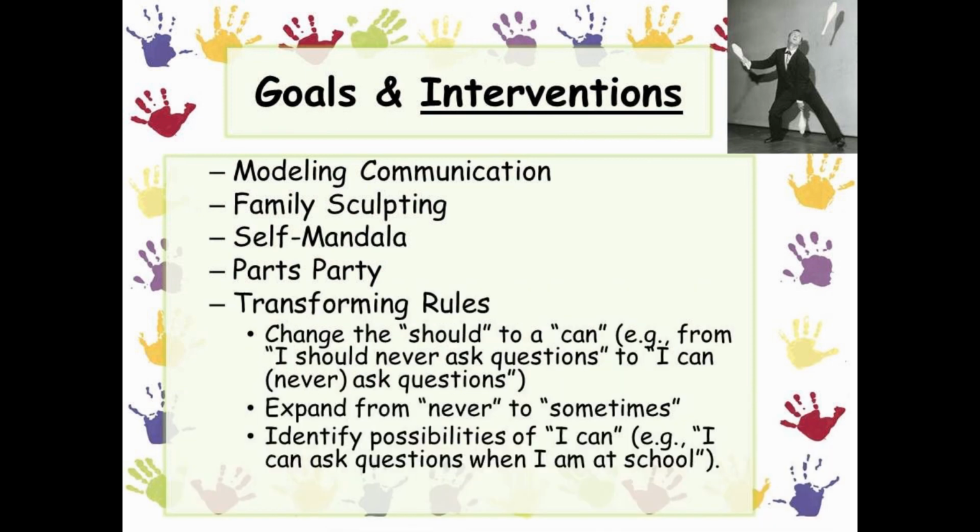The last intervention I'll discuss is transforming rules, which involves directly changing the way family members speak with one another. Replacing should with can and never with sometimes gives family members a way to utilize language in a way that promotes more positive communication.